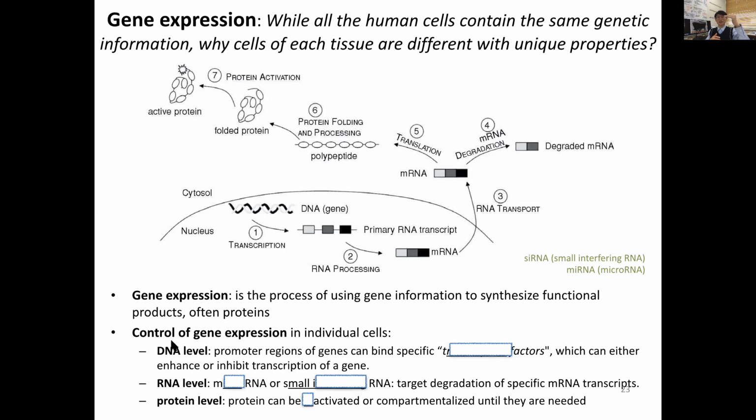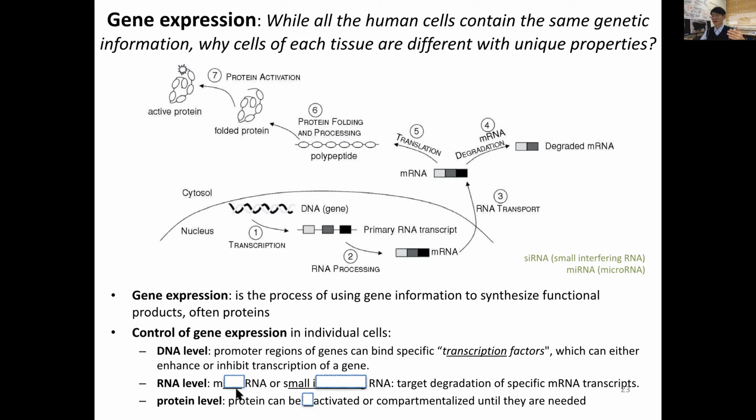That control could be at the DNA, RNA, and protein level. Let's first see the DNA level control. We know that there are promoter regions of genes that can bind specific transcription factors, which can either enhance or inhibit transcription of a gene at the DNA level. Once we create an RNA, there's also control at that part, which is endogenous control, and even we scientists created exogenous ways of controlling this RNA for controlling gene expression.